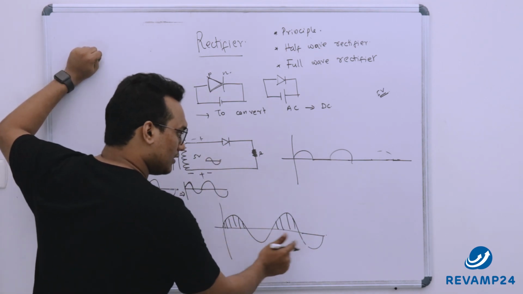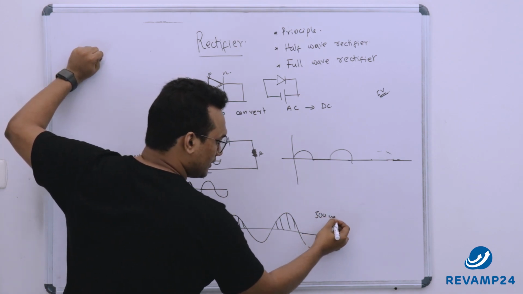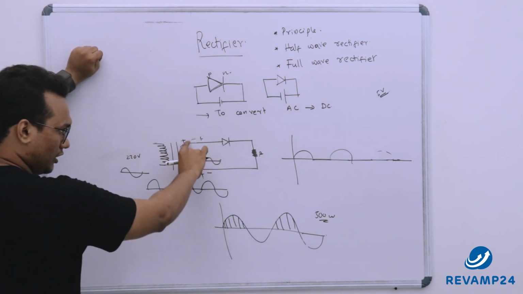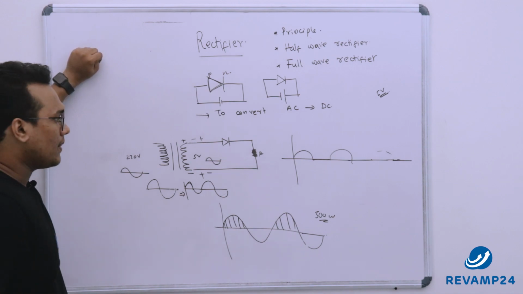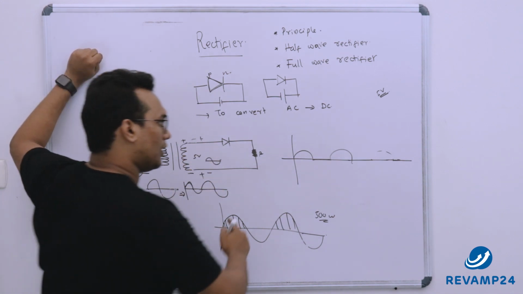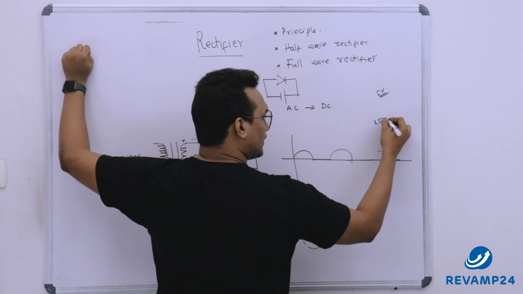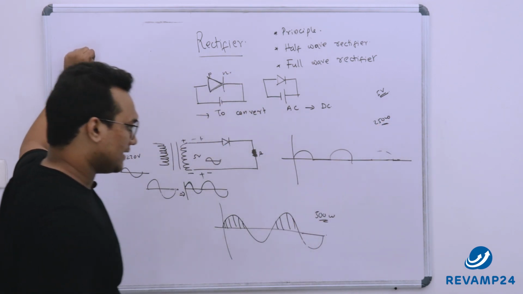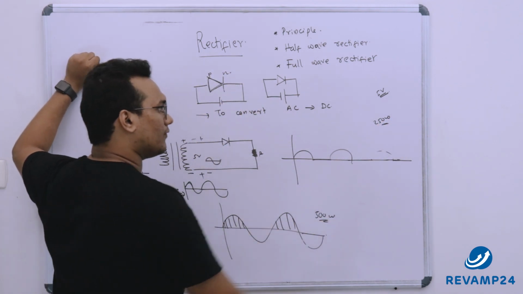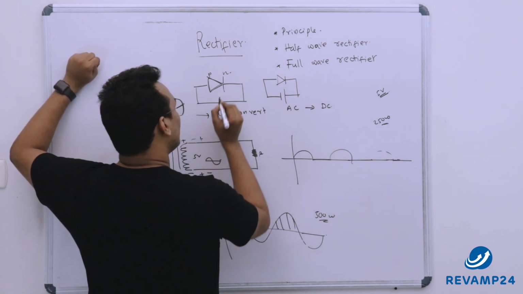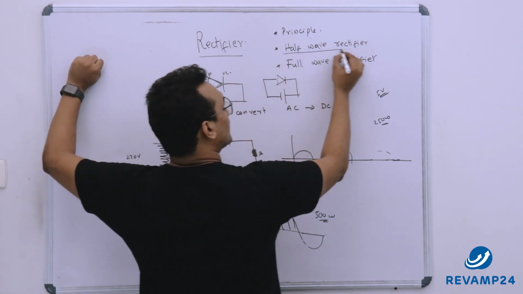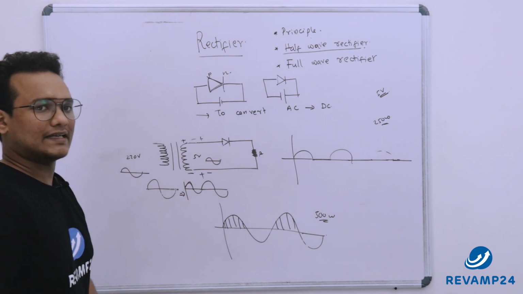So when I am giving 100 watt in the input to the PN junction diode, I am only able to get 50 watt. I have just wasted half of the power. So this is called a half wave rectifier. The thing is, we got DC current.